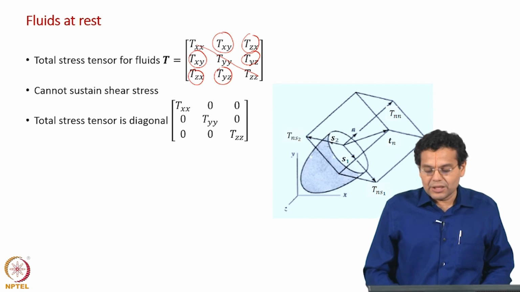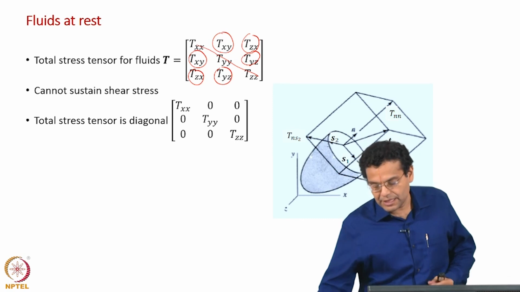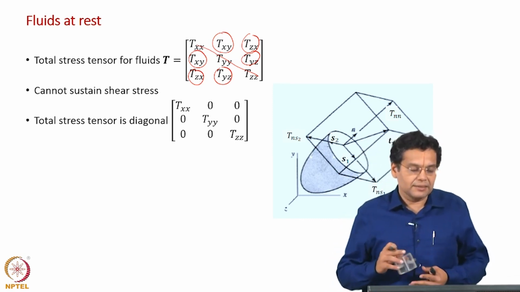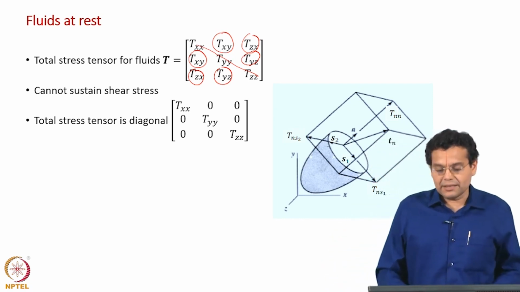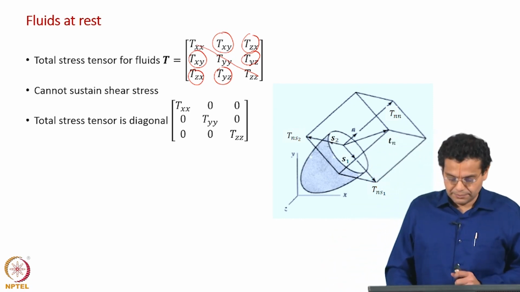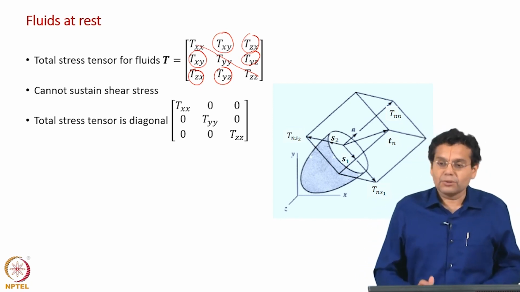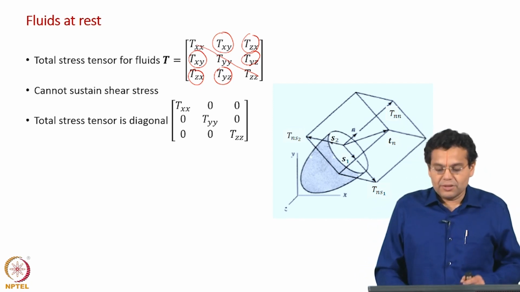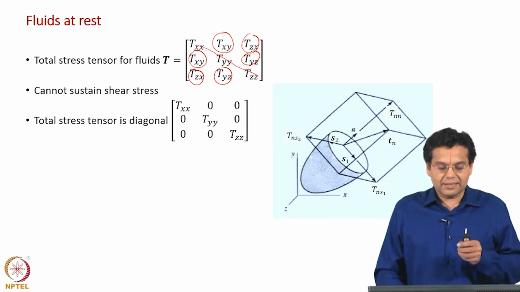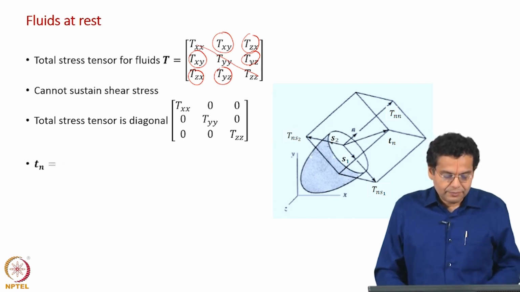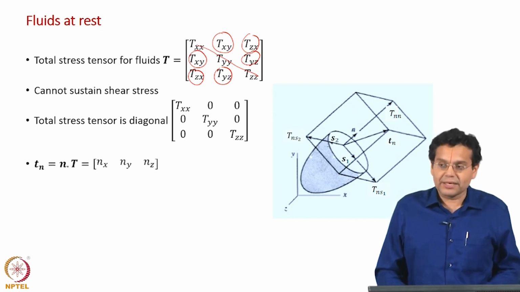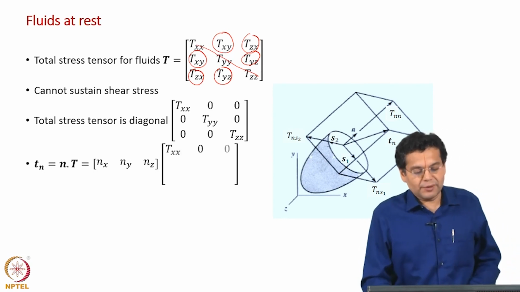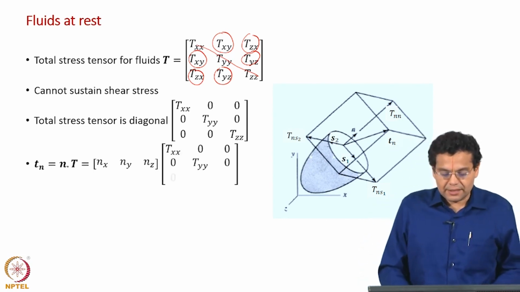Now, we said if you have a fluid under rest condition, and because there are no shear stresses, all the off diagonal elements become 0, and so the total stress tensor is diagonal for a fluid under static condition, under rest condition. Now, we will find out the stress vector for a fluid under rest condition.